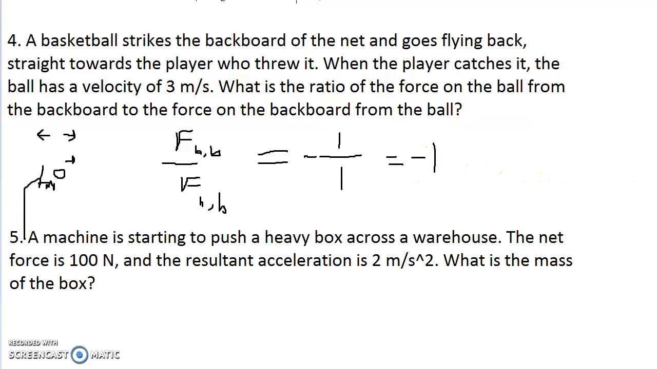So this is pretty simple. You just have to be careful about how you phrase your answer, because maybe they're just asking for 1, maybe they're asking for -1. You just have to be very careful of your coordinate system.